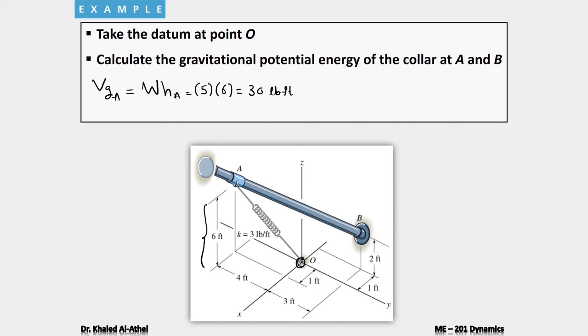Now let's go to potential energy for point B. It's going to be VgB. Again, I am above the datum, so it's going to be positive. So it's going to be W times HB, which should equal, again, the weight of the collar, 5 pounds, and the elevation at B is 2 feet. So I'm going to say 2. This should equal 10 pound-feet. So I finished with the potential energy.